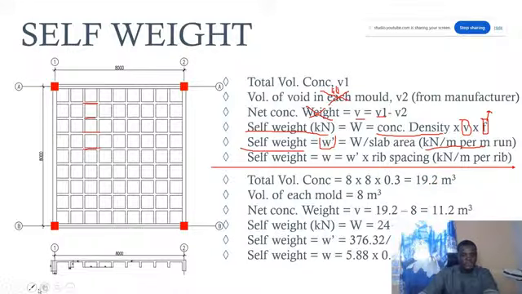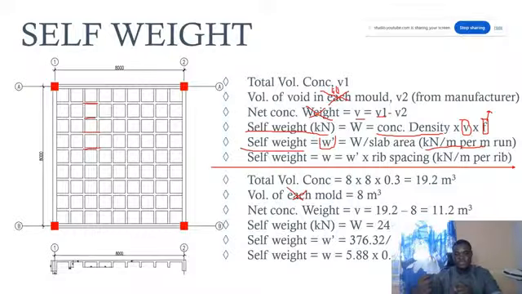So let's say the volume of void you have in your mold. So this is not each, it is in all the mold. Let's assume it's 8 meter cube. Like I mentioned, it can be gotten from the manufacturer. So they are standard sizes.